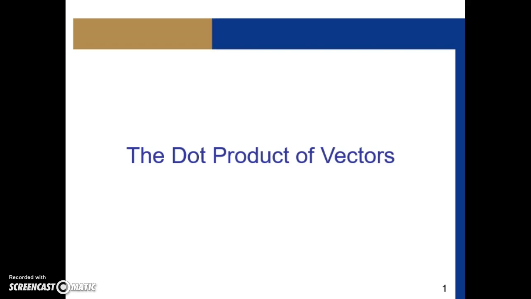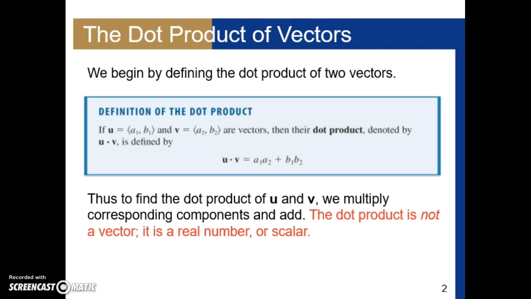But for right now, we're just going to write down the formula and we're going to practice finding the dot product and other analytic things that we can do with the dot product. So we're going to define the dot product of two vectors.